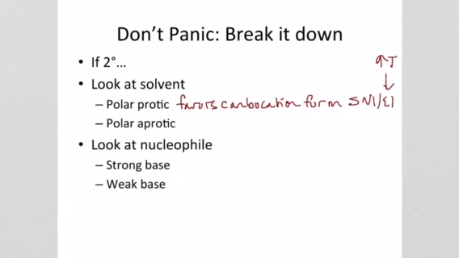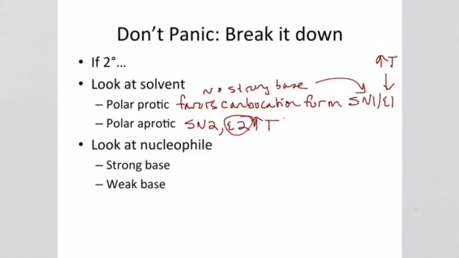You also want to look at the nucleophile. In this case you want to have no strong base, also to favor the formation of a carbocation. And a polar aprotic solvent, recall, does not favor a carbocation, so that is going to favor either an SN2 or an E2 reaction. And once again, if you have elevated temperature, that is favoring an elimination reaction.